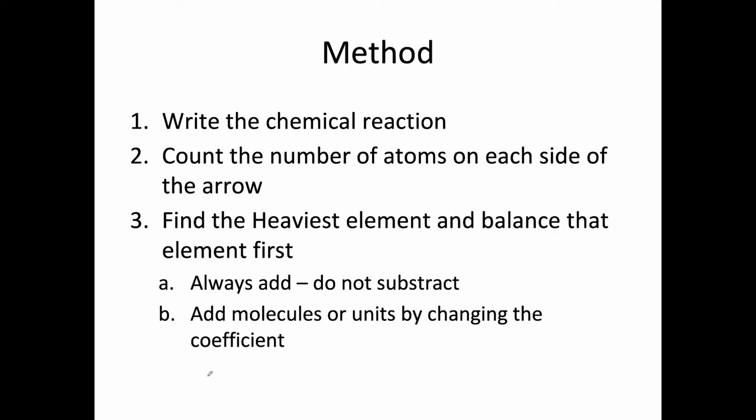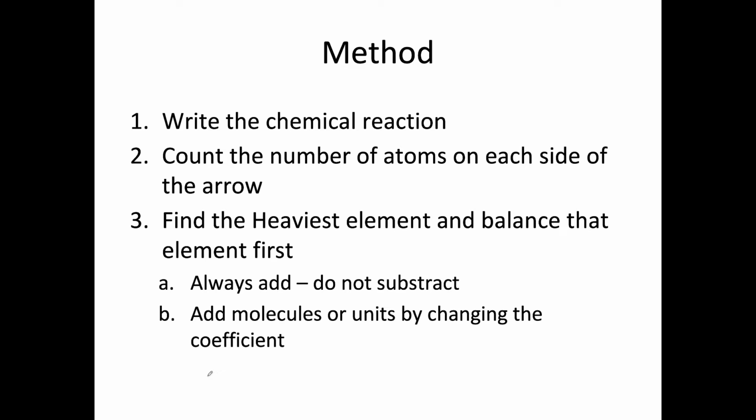Here's the method of balancing chemical equations. First, you're going to write the reaction. 95% of the time, I'm going to give that to you. Then we're going to count the atoms on each side of the arrow. I'm going to list them down: how many carbons, how many oxygens, whatever. And then we're going to start balancing.